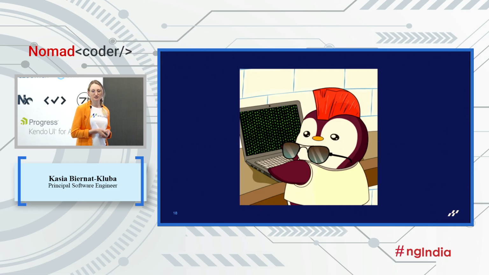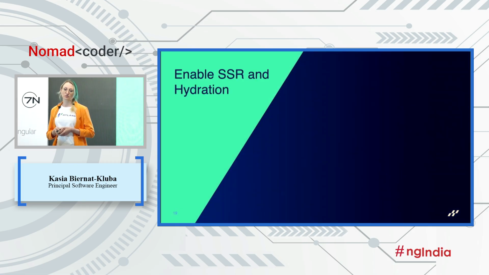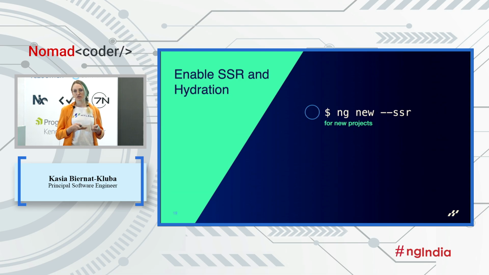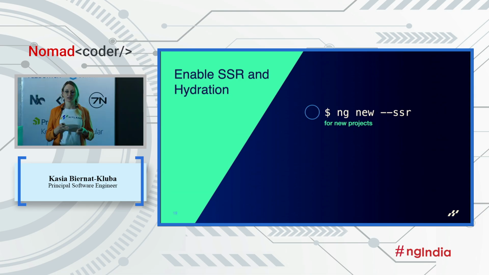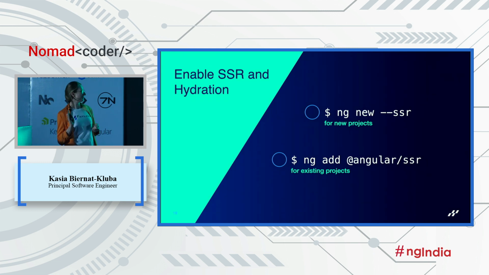Okay, let's get to the code examples. So first, of course, we have to enable the SSR. And how do we do it? If we create a new application, we just create it with the SSR flag.